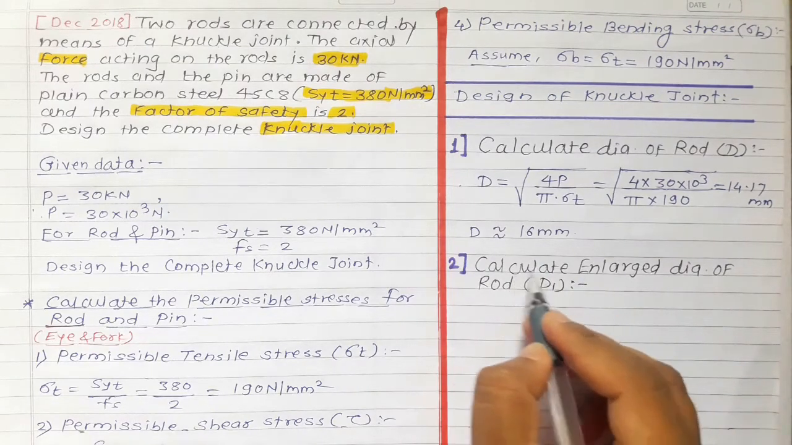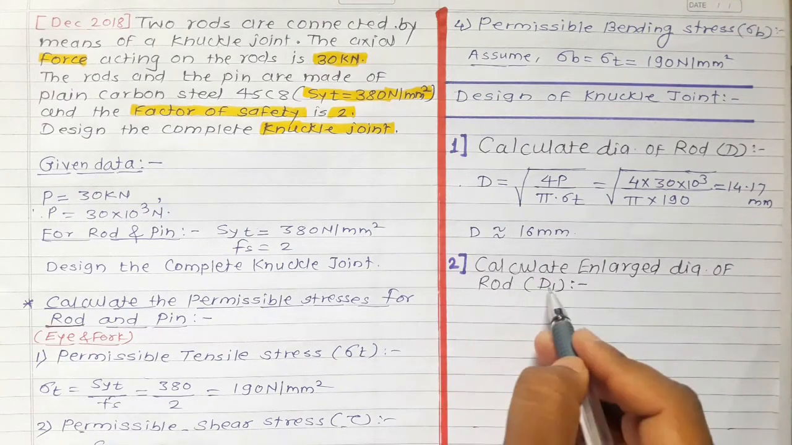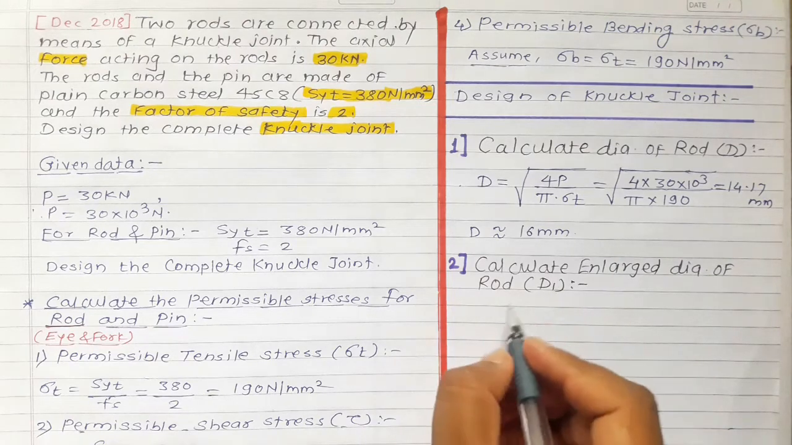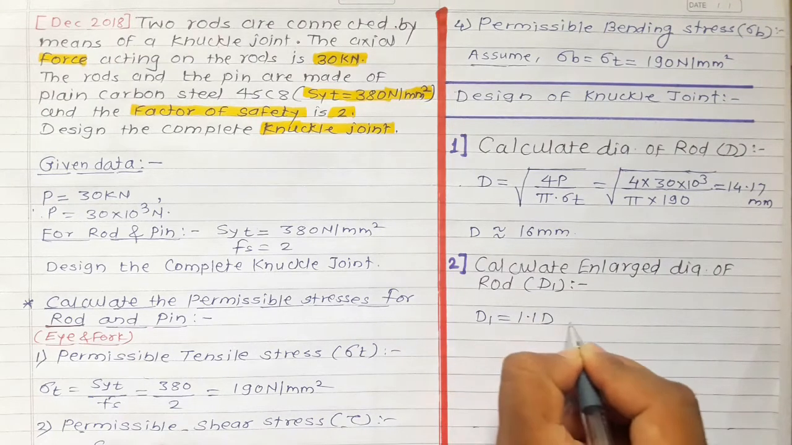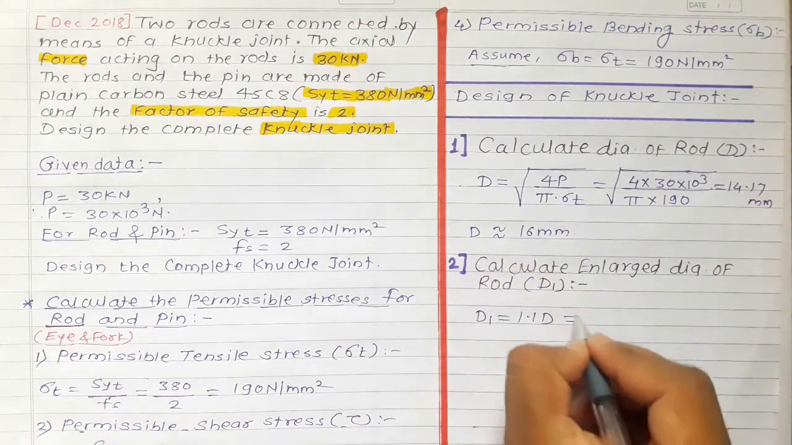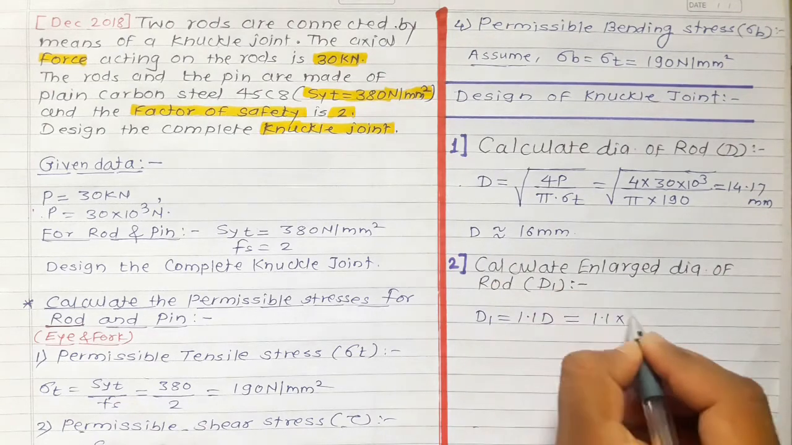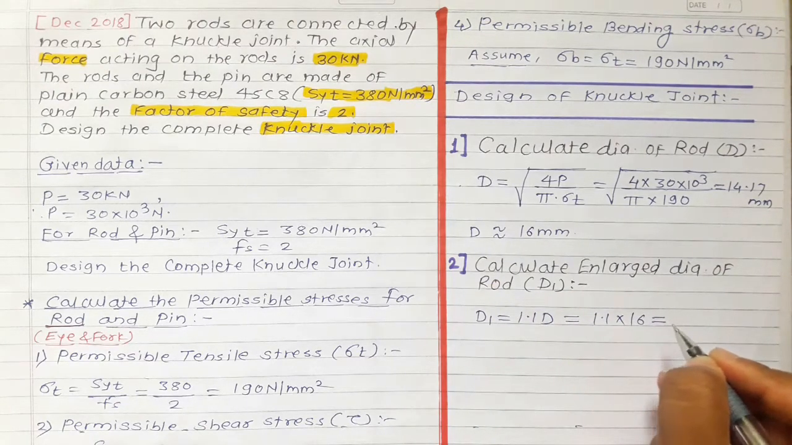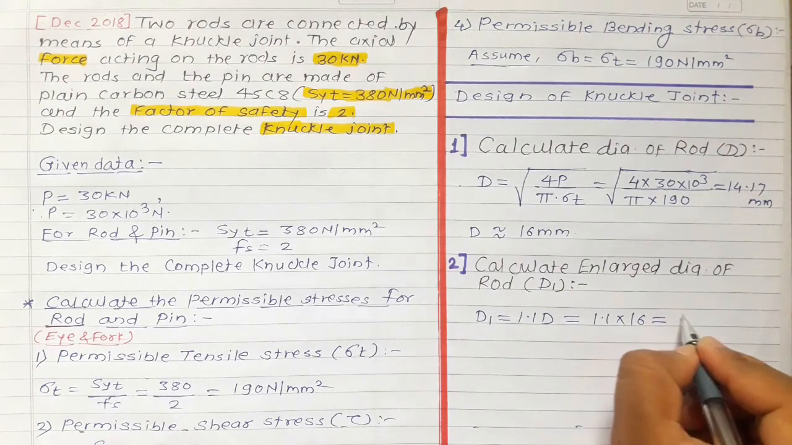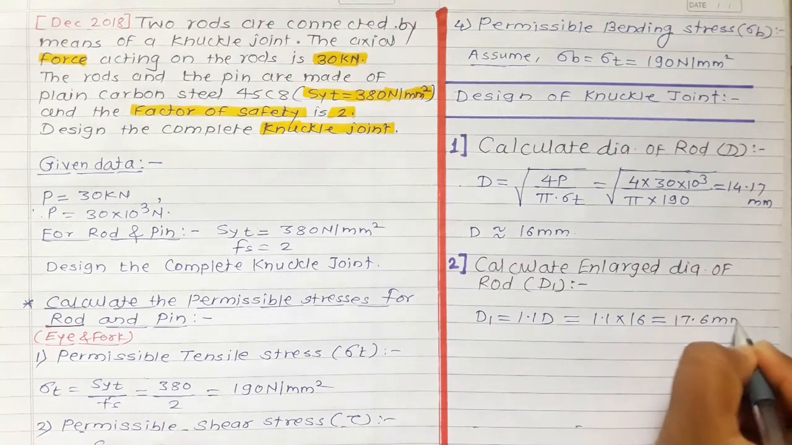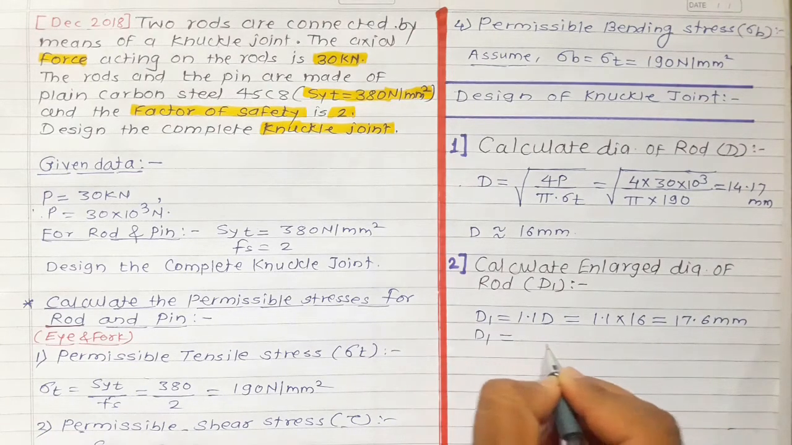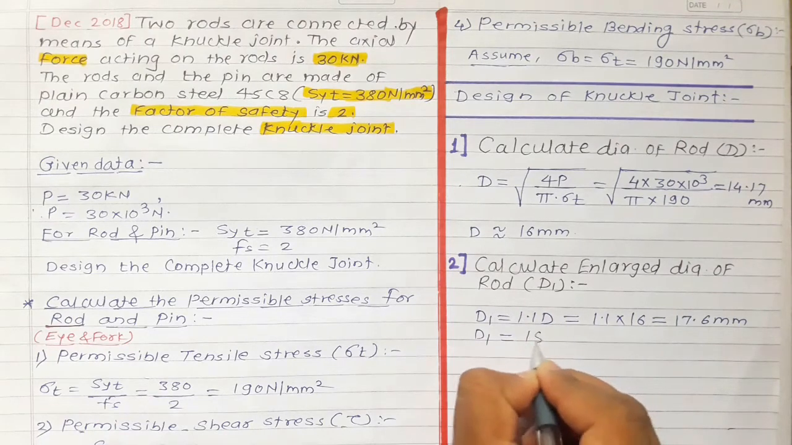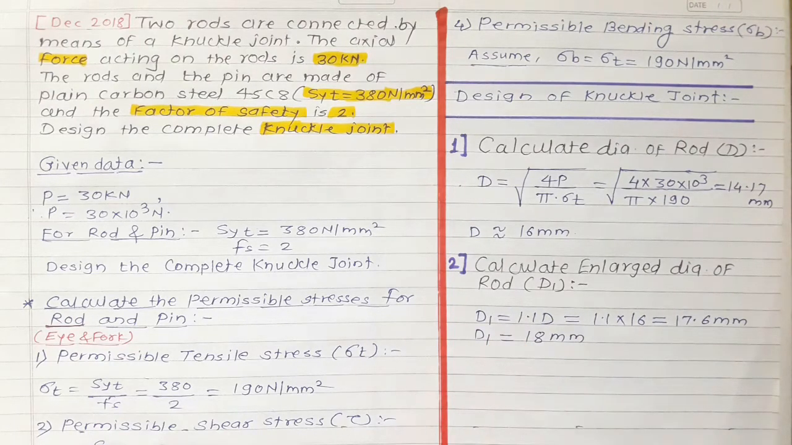Now the second step is calculate the enlarged diameter of rod, that is denoted by capital D1. From the design procedure, we can write the formula of this capital D1 as 1.1 times of capital D. Now capital D we have taken as 16 mm. So let us put the value of capital D here, 16. So answer of this capital D1 will be 17.6 mm. Okay, so we have to again round off the answer from manufacturing consideration. So let us take this value as 18 mm. So this is the value of enlarged diameter of rod.